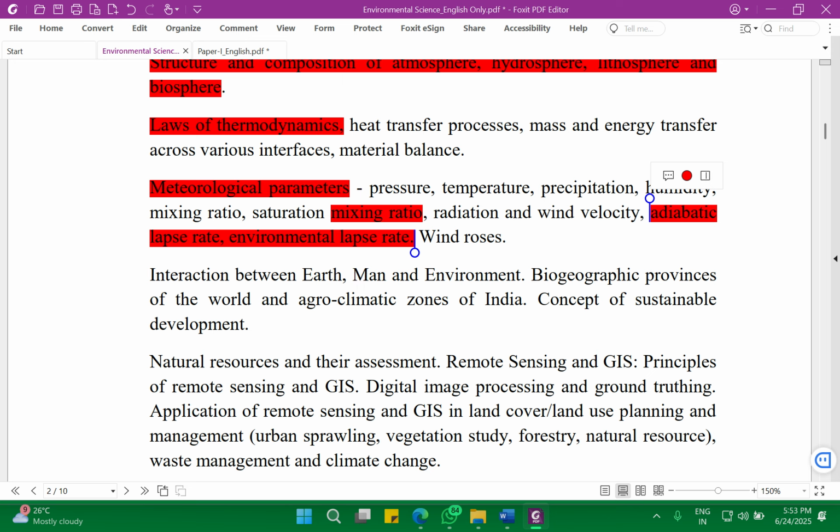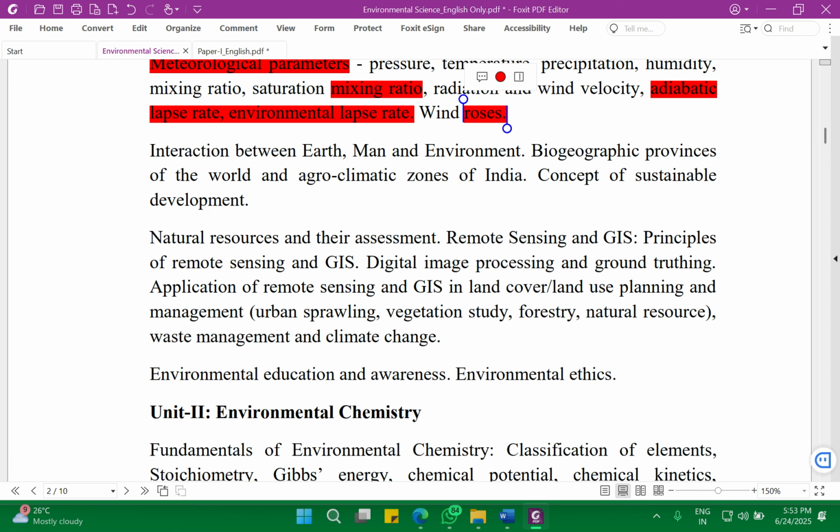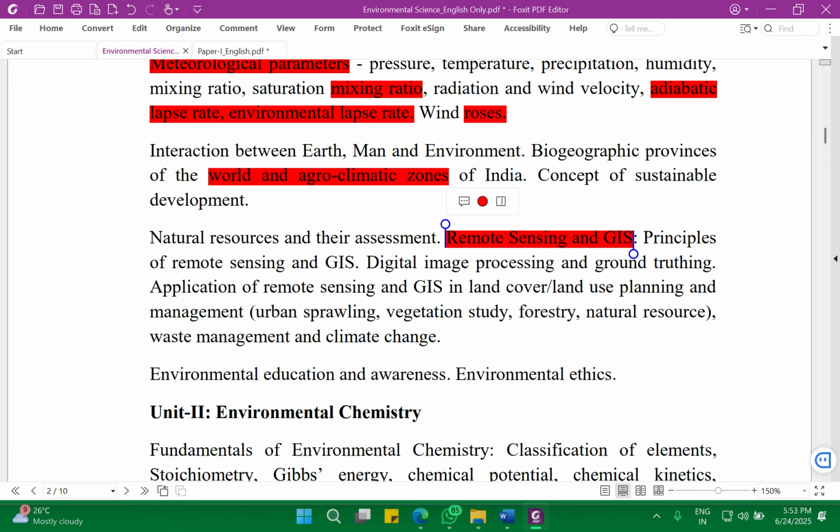And definitely one question may come from this windrows. They may give the windrows diagram and they may ask the questions. And here sometimes they may ask 1 or 2 questions related to this agroclimatic zones, and definitely they may ask some sensors or satellite related things. At least 1 question you may expect from this.